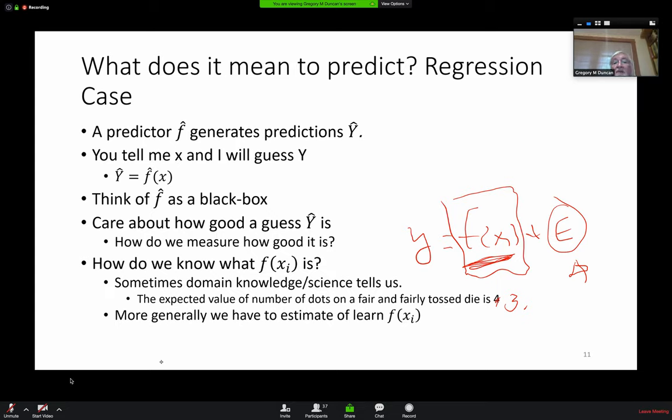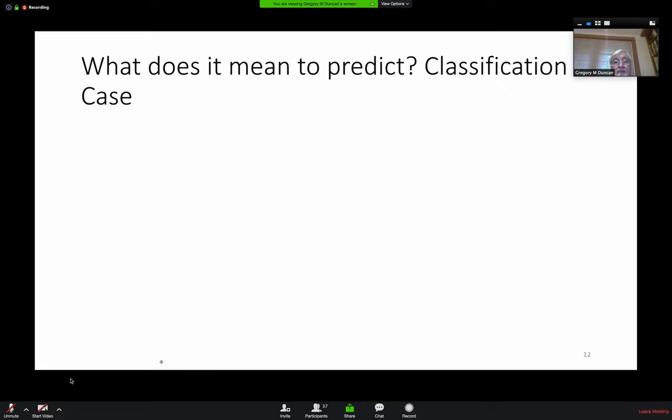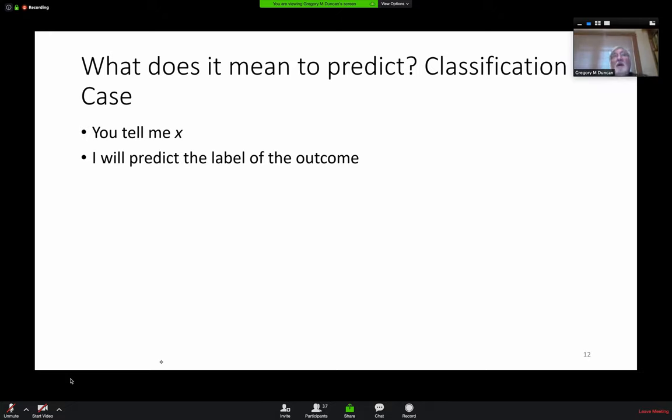So more generally, we have to estimate, or learn, f of x. What does it mean to predict for classification? You tell me x, and I will predict the label of the output. So you give me all of your characteristics, and I will predict where you're going to go to college, or what occupation you're going to choose, and so on.